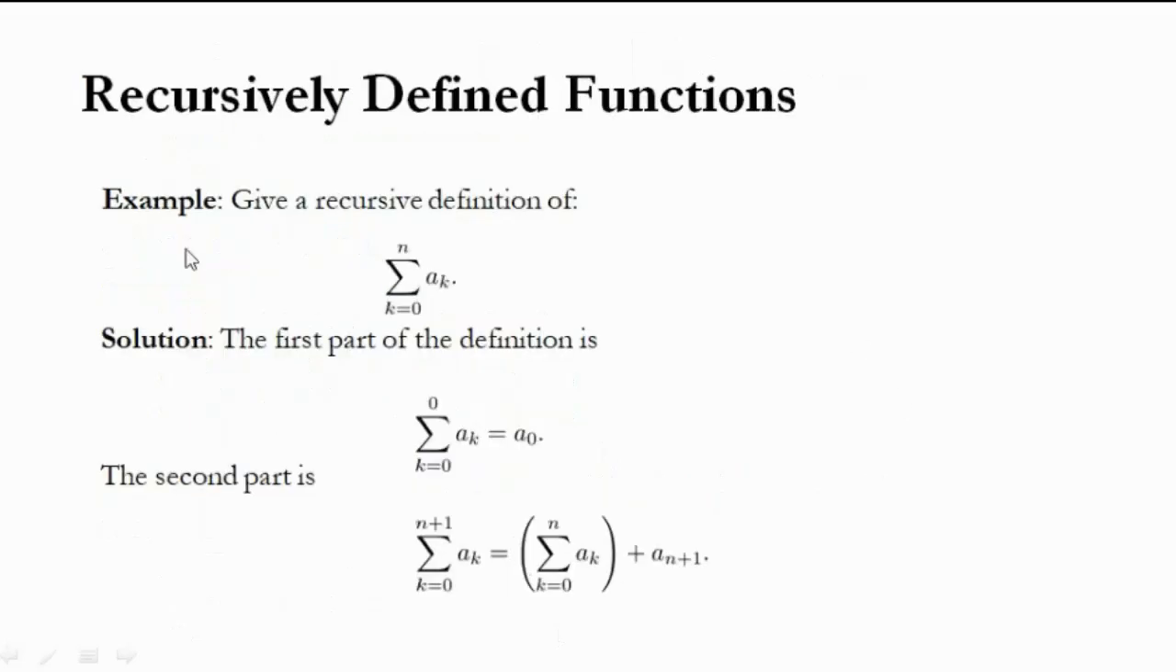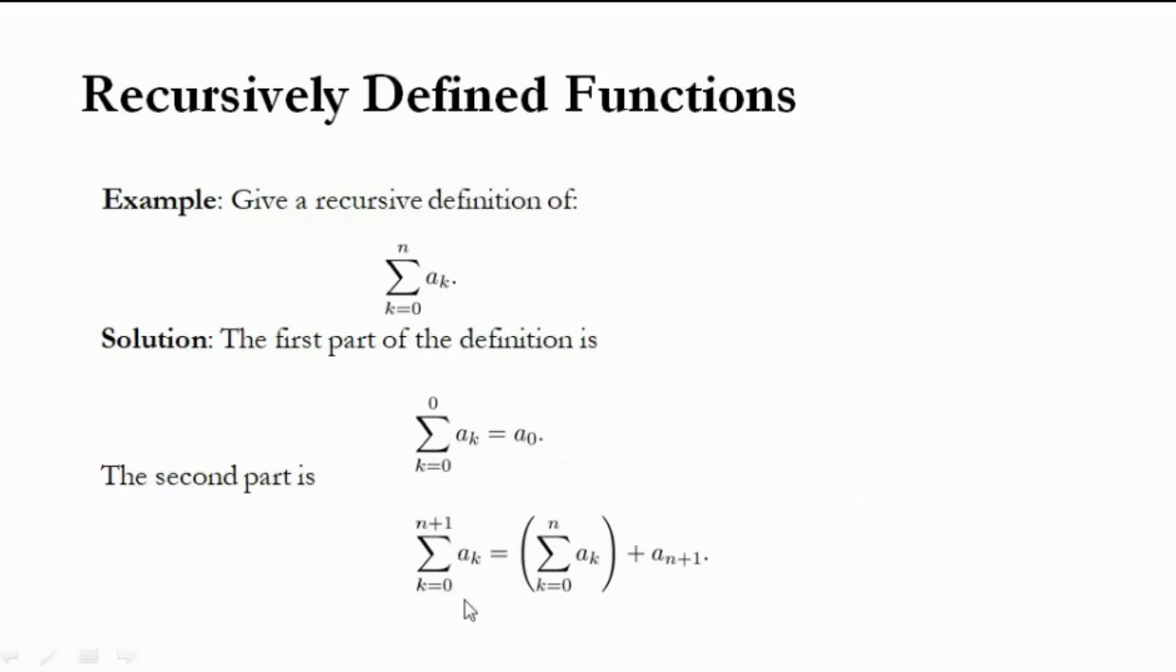Recursively defined functions: give a recursive definition of this one, sigma k is equal to 0 to n of ak. First, what is the basic step you are supposed to do? You are supposed to prove it for 0. So the first part of the definition is sigma k is equal to 0 to 0 of ak is equal to a0. Now you are supposed to prove it for the subsequent values.